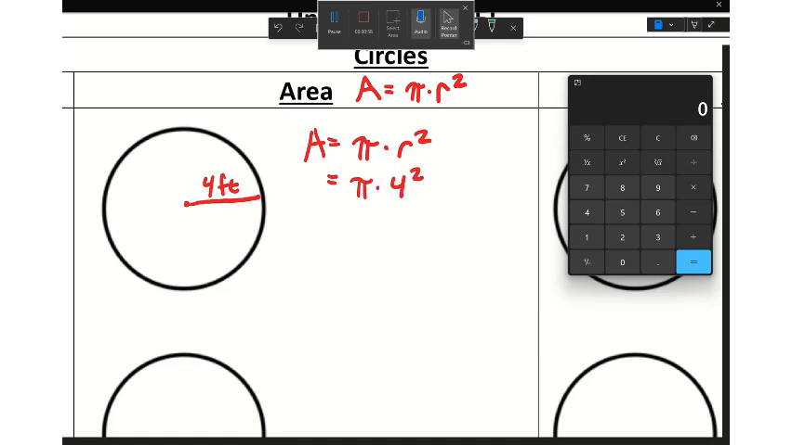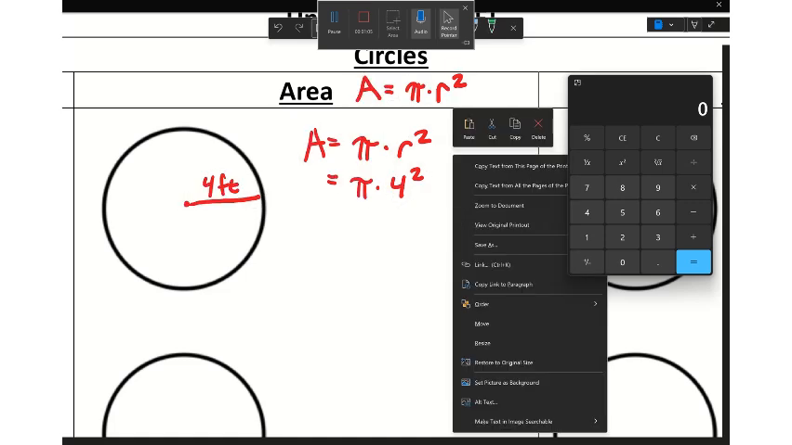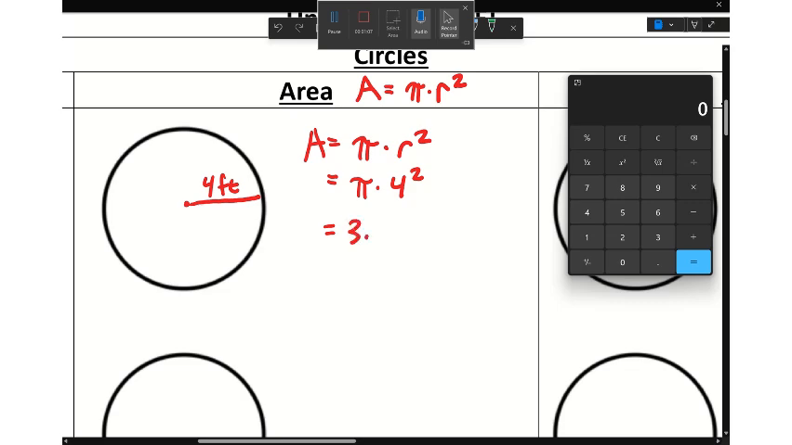Now, to rewrite this as a multiplication problem for my calculator, all I need to do is replace these things with the multiplication that it represents. Pi, I'm going to use 3.14. I'm going to multiply that times 4 squared. And we know that when we square something, we're just going to multiply it by itself 2 times. So that's 4 times 4. So in my calculator, what I'm now going to plug in is 3.14 times 4 times 4. And that gives me a grand total of 50.24.